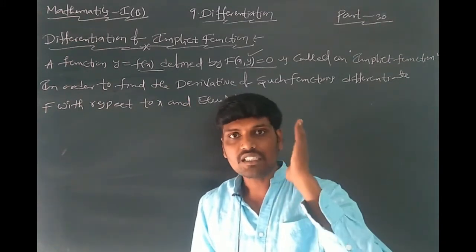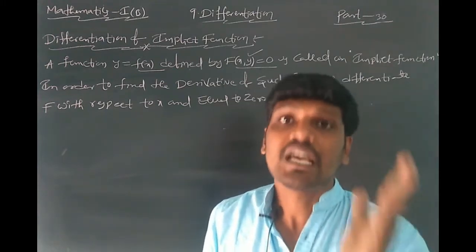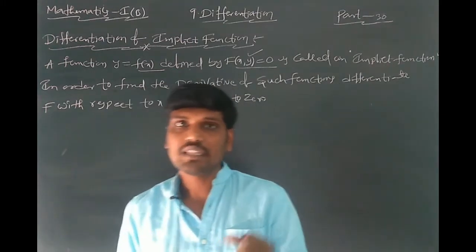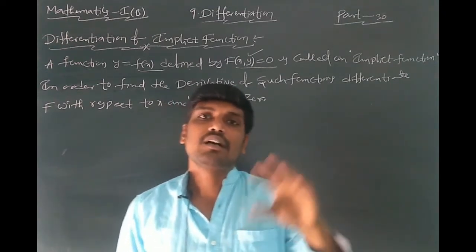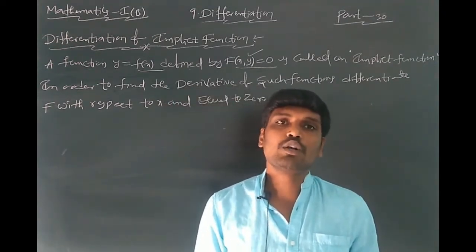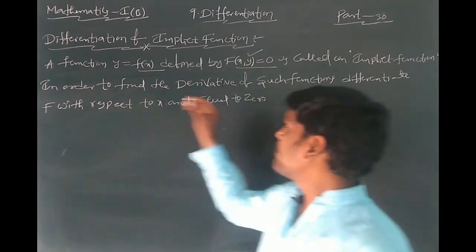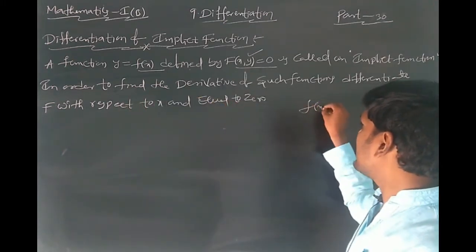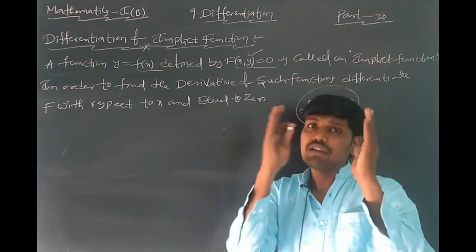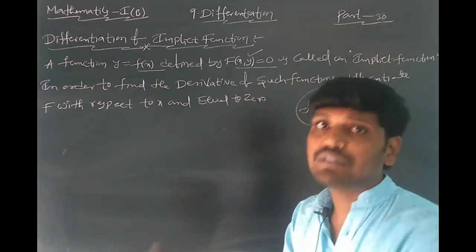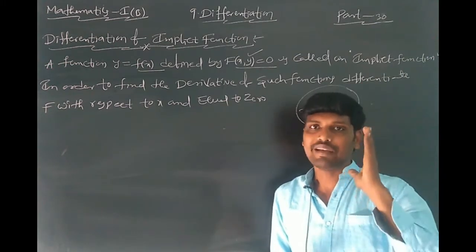When differentiating this function with respect to x, the remaining value, y, is treated as a constant, and the derivative of a constant is equal to 0. This is the implicit function. In the form F of x comma y equal to 0, the function having both x and y variables is called an implicit function.